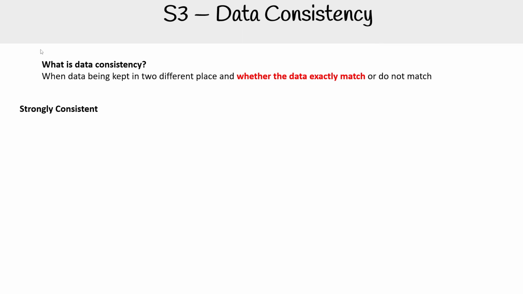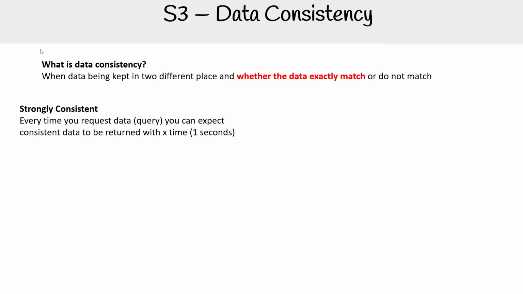So, strongly consistent is every time you request data, you query data, you expect consistent data to be returned within a specified time. So if we say 1 second, it'll come back in 1 second. So we will never return to you old data, but you'll have to wait at least 2 seconds for the query to return, would be an example.